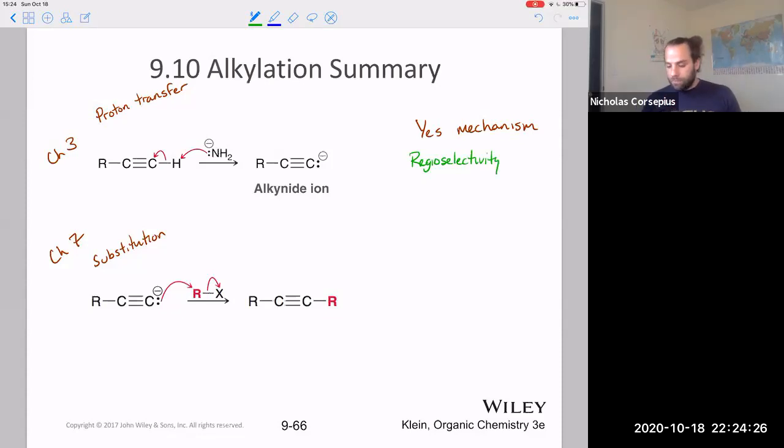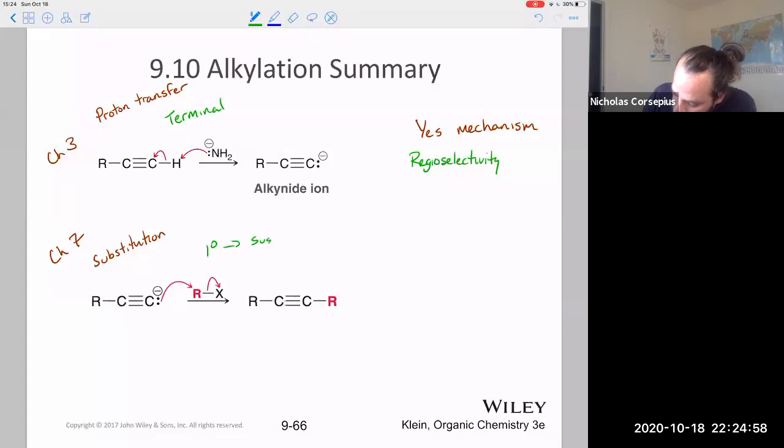Regioselectivity. Not in the strictest sense of regioselectivity, meaning which constitutional isomer is preferred. But again, I guess we could throw into this bin that yes, it does have to be a terminal alkyne or there's no proton to donate. And then when it comes to substitution, when it comes to this step here, we'll see, right, primary alkyl halides will prefer substitution.